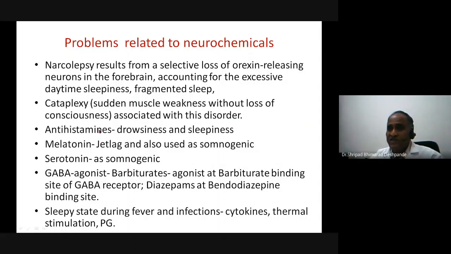Then we have antihistamines, because histaminergic blockers produce drowsiness and sleepiness. We have all, at some time or other, experienced drowsiness after taking an antihistamine for some other treatment.